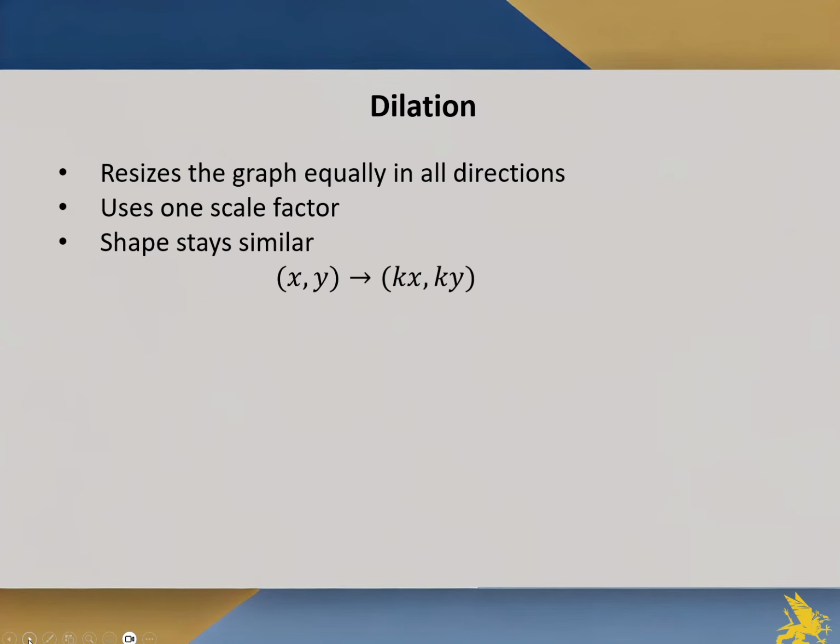So dilation, the focus is about resizing. When I say resize, it's talking about stretching away from the X and Y axis, or it's looking at compression, getting closer to the X and Y axis, sorry. So that just means that it's a scale factor. It will change the shape of the graph, but it's still going to be similar. It's going to be in proportion. So another way of thinking about it is we've got our k value next to our x and next to our y. So that's what's really happening to our graph.